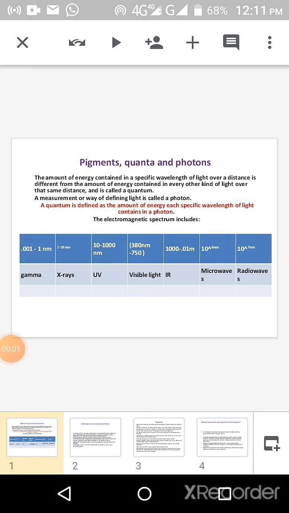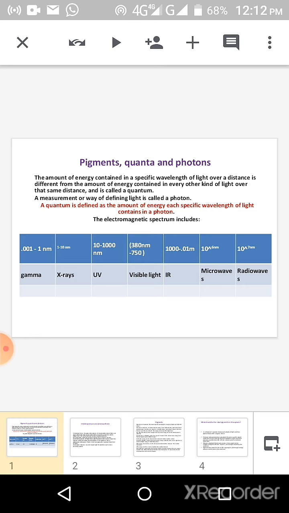Today let us do pigments, quanta and photons. To understand how light energy is captured by pigments of plants and converted into chemical energy, we will first understand the nature of light. Light is a form of electromagnetic radiation emanating from the sun. So it is a form of electromagnetic radiation.